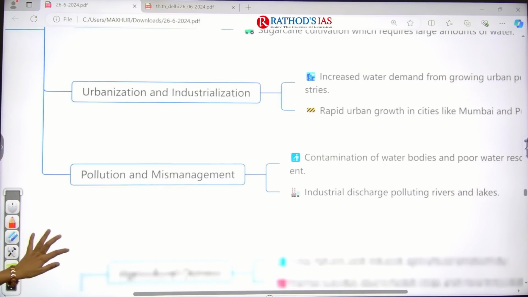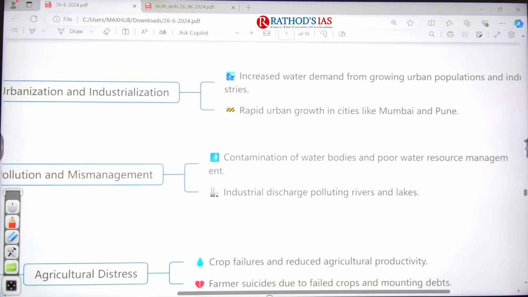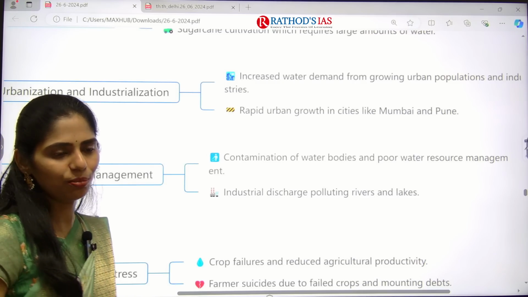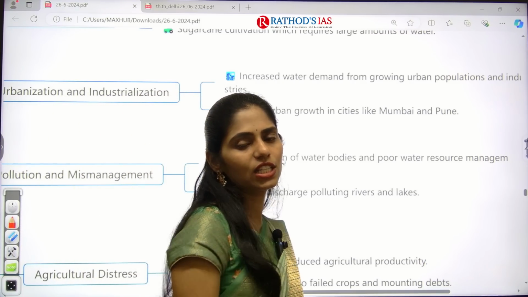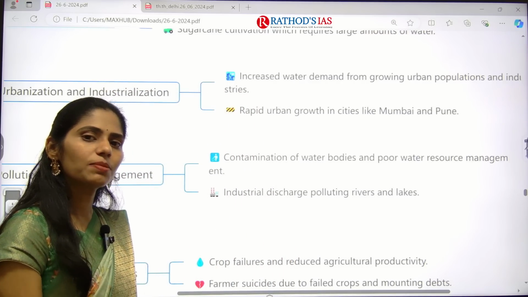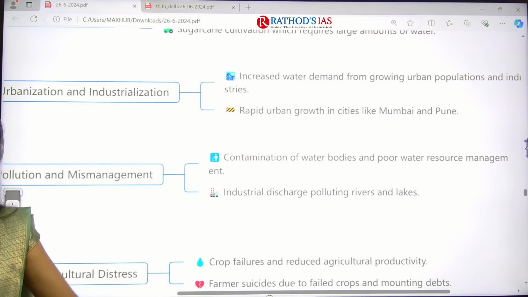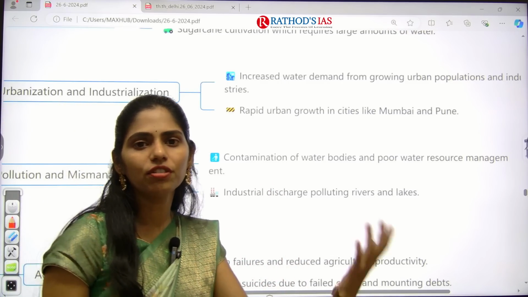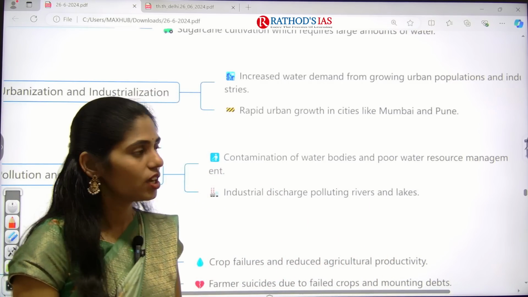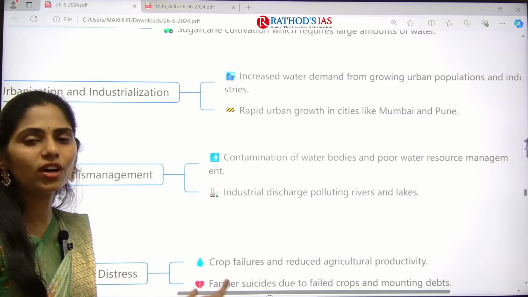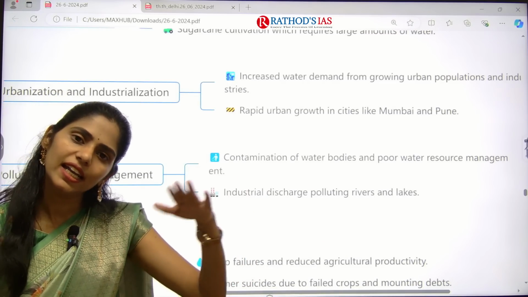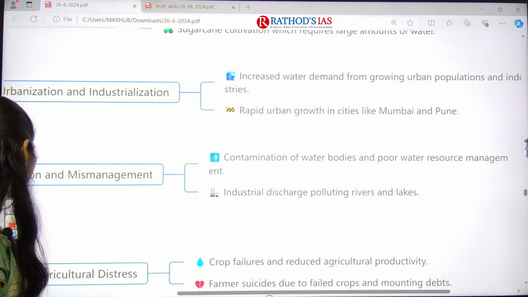And next one is pollution and mismanagement. There is contamination of water bodies, because whatever waste we are producing, we are releasing directly into the water, and fresh water is becoming polluted water. Because of this, that water will become unfit for consumption or use. So again that will lead to poor water resource management, and in turn water crisis.